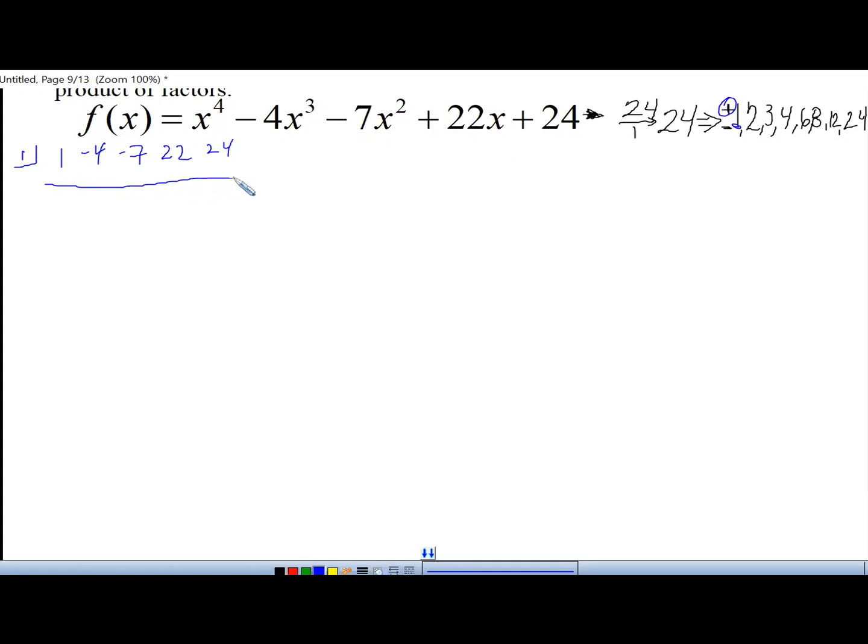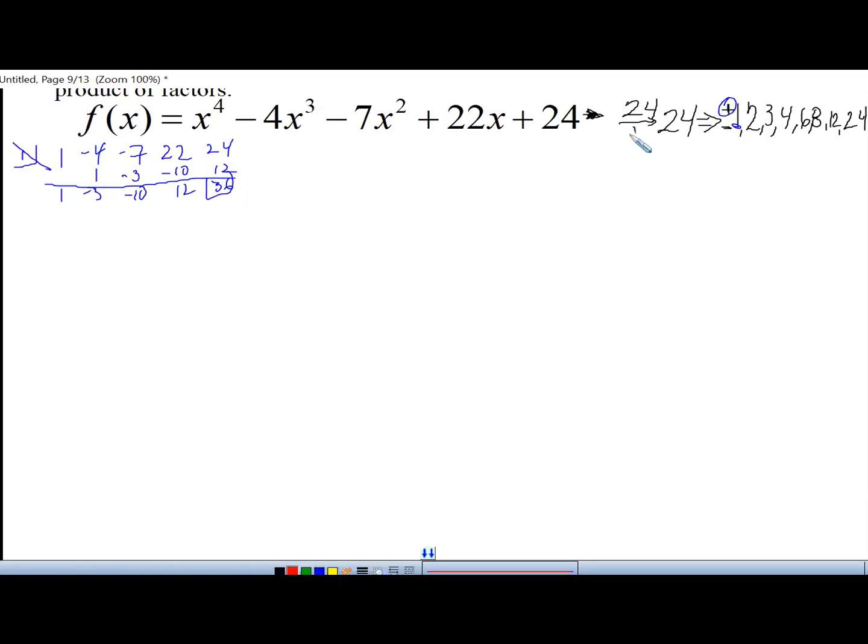And let's do our synthetic division here. Bring down the 1. 1 times 1 is 1. Combine, that's negative 3. 1 times negative 3 is negative 3. Combine, that's negative 10. 1 times negative 10 is negative 10. Combine, that's 12. 1 times 12 is 12. Combine, that's 36. Nope, that's not our zero.